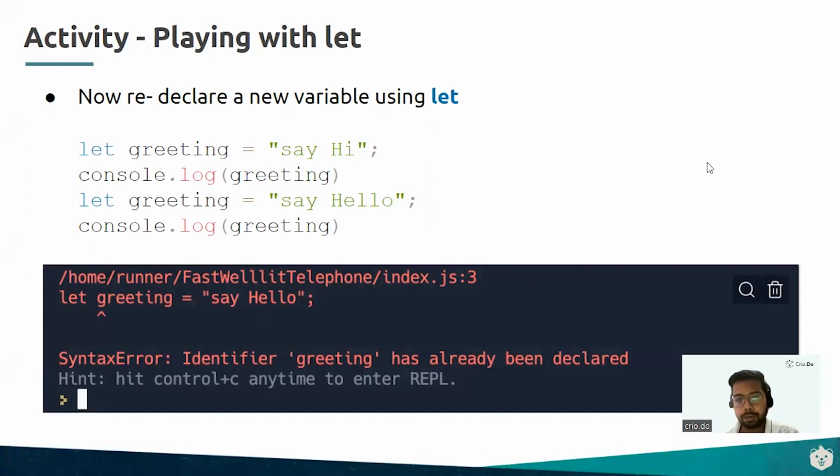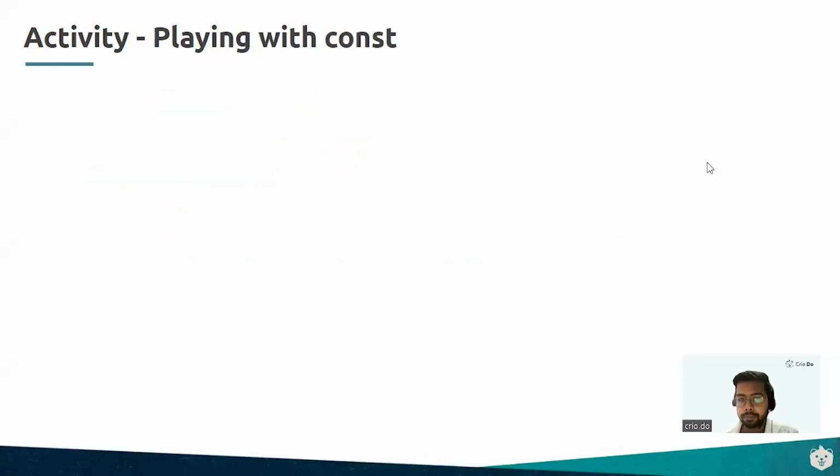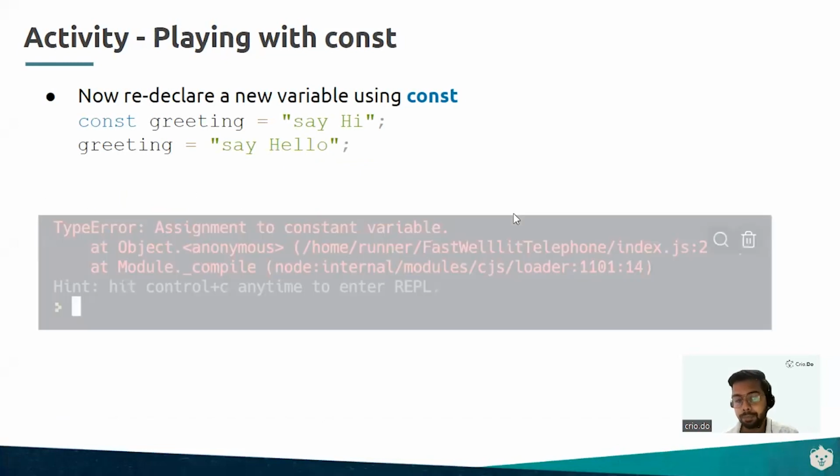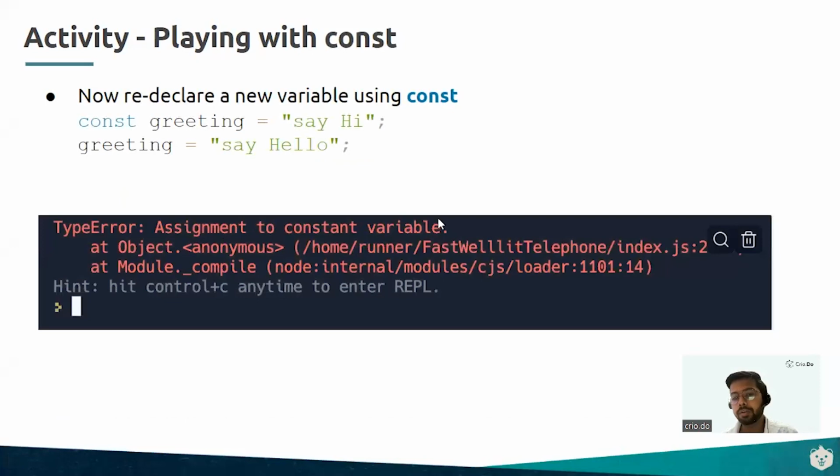Let's go on to the next activity. Playing with const. Now here again you have a code snippet and you have to identify what is going to be the output of this code. So pause the video again and try to find out the answer. All right, so by now, if you have already evaluated your answers, the correct answer is again going to be an error, and this time it's going to be a type error. Assignment to a constant variable. And why did that happen? Because with const, even reassignment is not allowed.